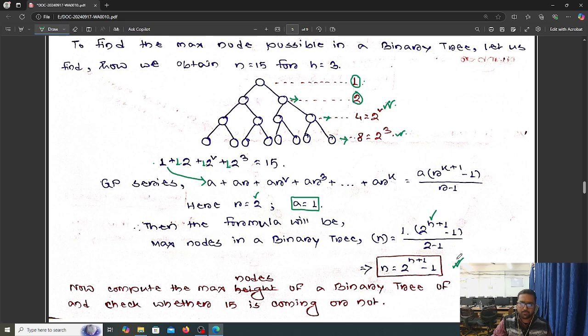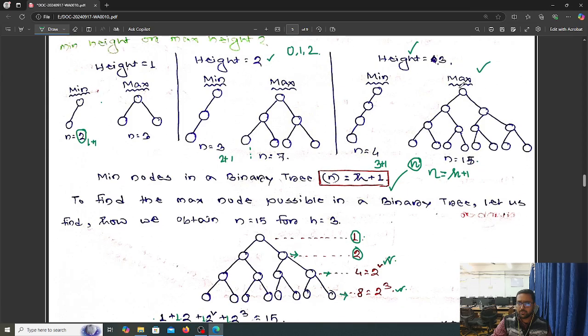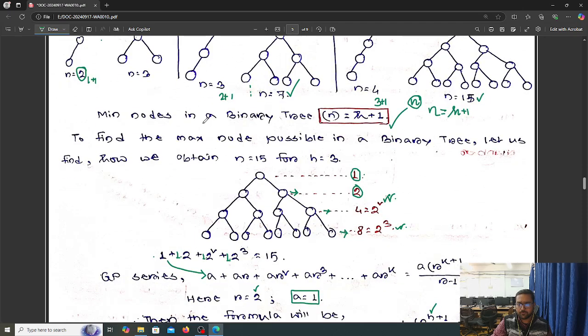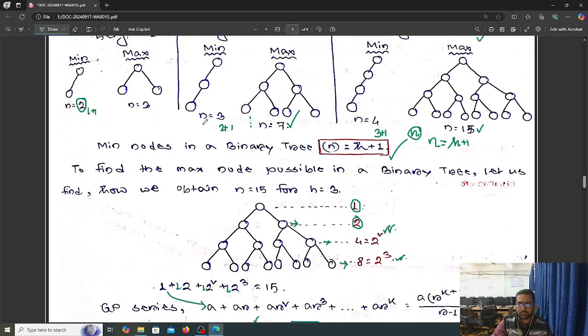So now compute if we are having the node equal to 3 and check whether 15 is obtained or not. Okay, for 3 it is 15. Now check whether for 2 it is coming 7 or not, or for 1 it is coming 3 or not, or for 4 what should be the minimum number of nodes and maximum number of nodes.